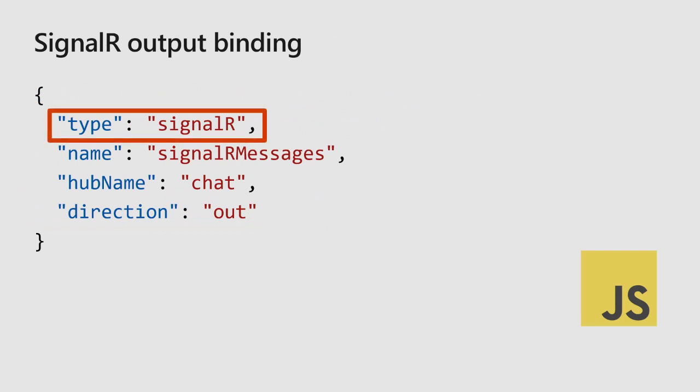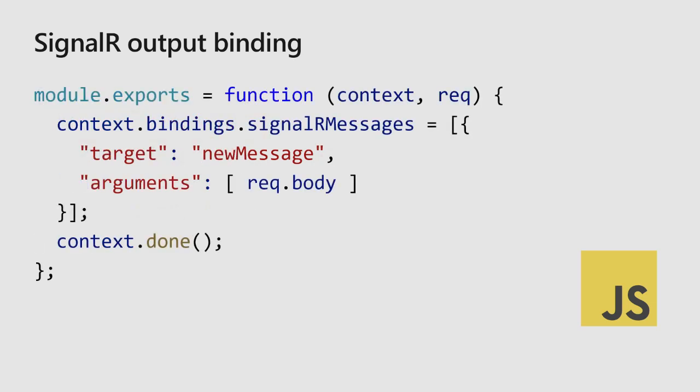So now that we have clients connected to SignalR Service, let's talk about how we can broadcast messages to these clients from functions. So again, we're back to the JavaScript function. This is the function.json. It looks pretty much just like the first one, except that the type is SignalR. And it's also an output binding.